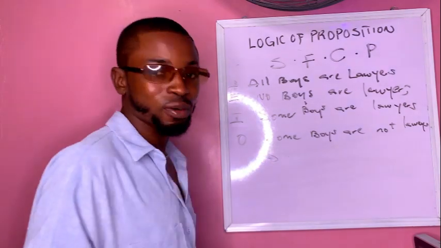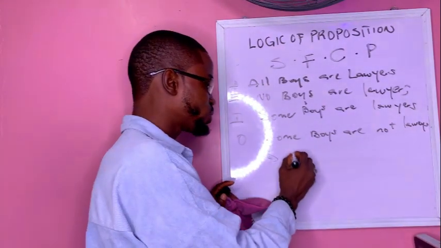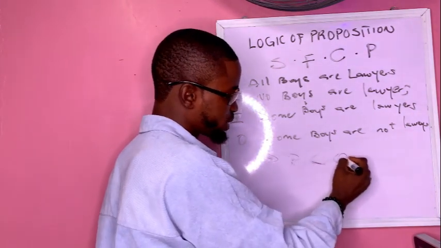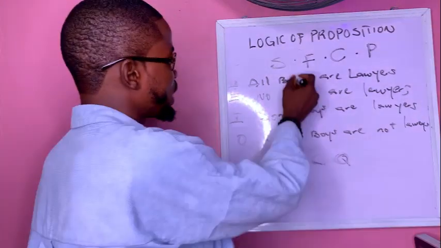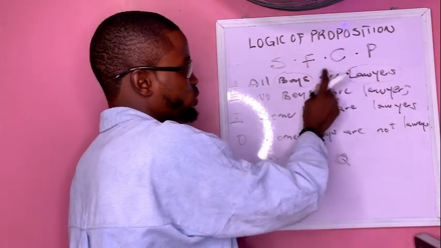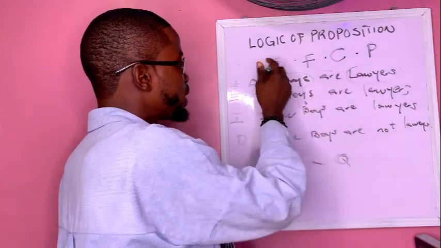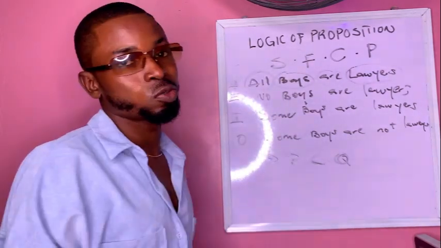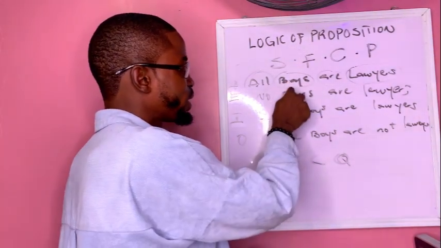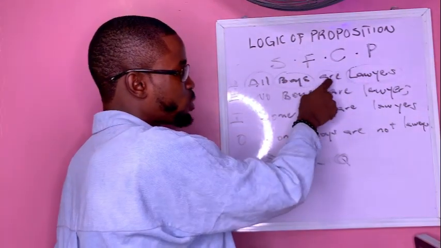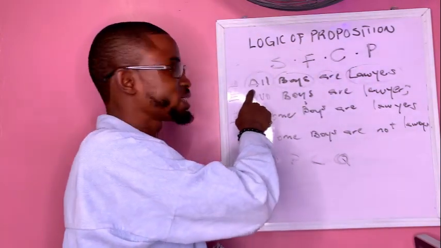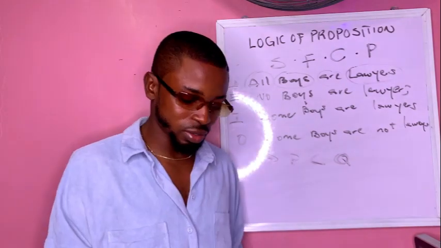For us to have a standard form categorical proposition, we need a subject term, we need a predicate term, we need a copula and a quantifier. This is the subject term, this is the predicate term, and this is the copula. The copula is what is joining the subject term and the predicate term together. Then this is the quantifier. Quantifier is just referring to the amount or quantity there. So for us to have any standard form categorical proposition, we must have a subject term, a predicate term, a copula joining them together, and a quantifier, which refers to the quantity that we are talking about in that particular proposition.